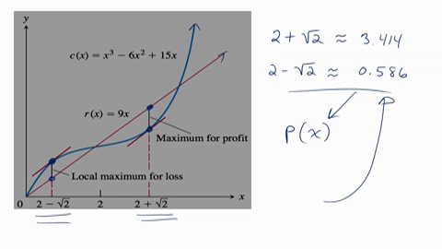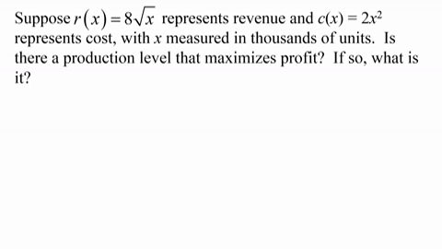Now it's time for you to try a problem. Suppose r of x equals 8 root x represents revenue, and c of x equals 2x squared represents cost, with x measured in thousands of units. Is there a production level that maximizes profit? If so, what is it? Pause the video while you work on this problem. When you are finished, restart the video to check your solution.